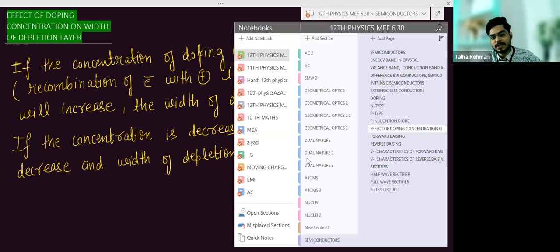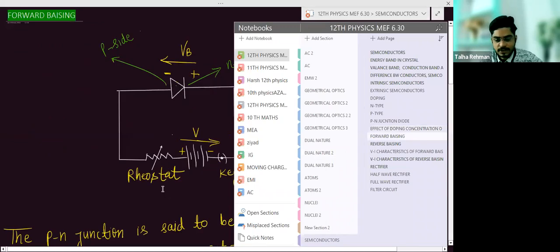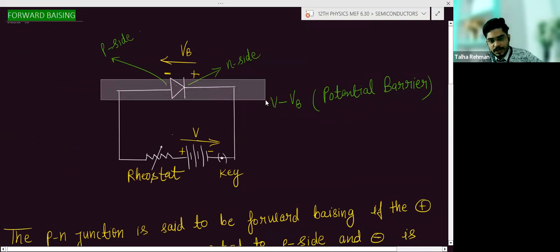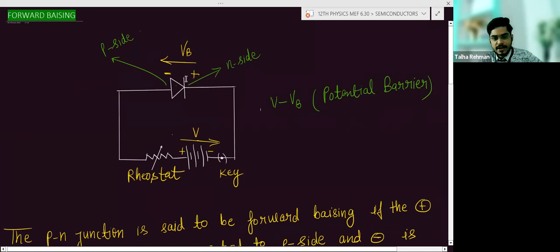Forward biasing and reverse biasing, I told you. So what is forward biasing? Again we will see. This is the symbol of a PN junction. P type is connected with the positive end of the battery, N type is connected with the negative end of the battery. In forward biasing, more current will be there, and the potential barrier will be less.